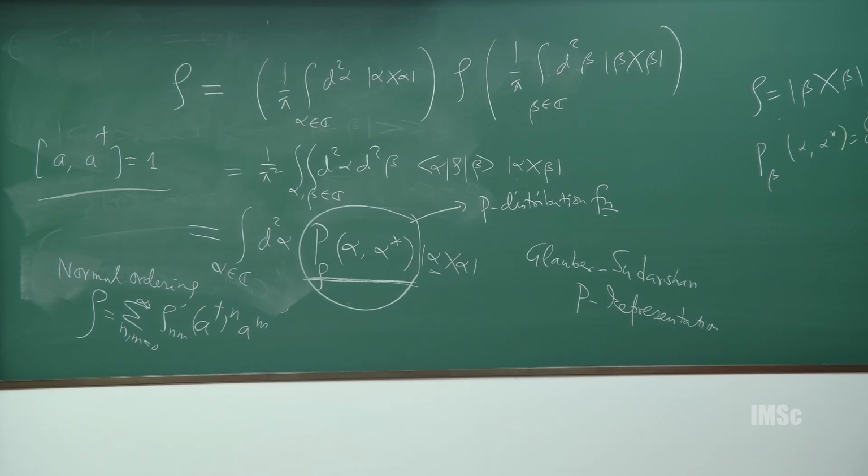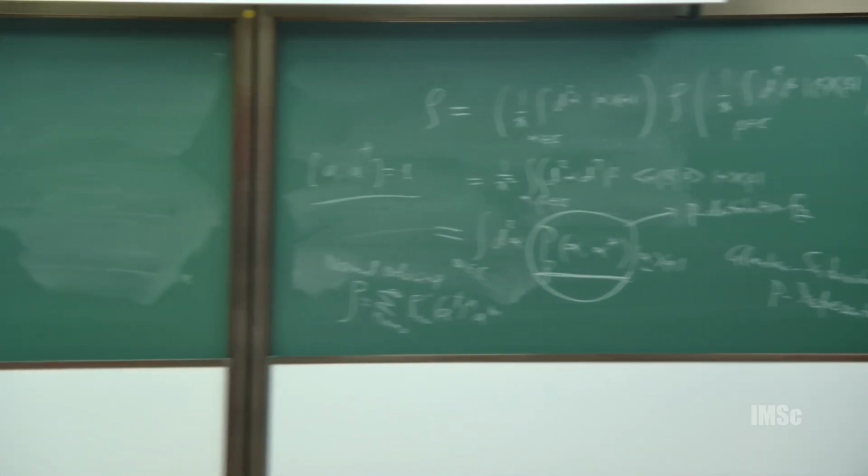So, my point is every phase space distribution function of your state is related to one such ordering. P distribution is related to normal ordering, Q distribution is related to anti-normal ordering. There is also another ordering which is called symmetric ordering.